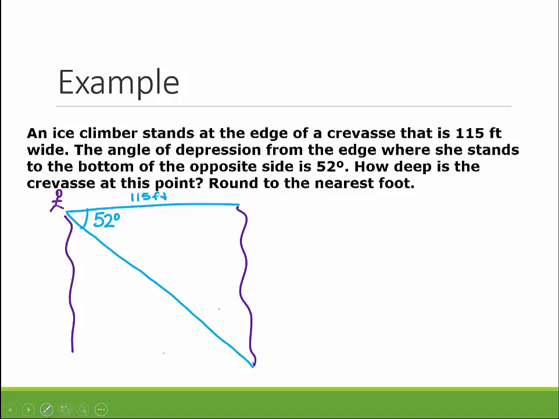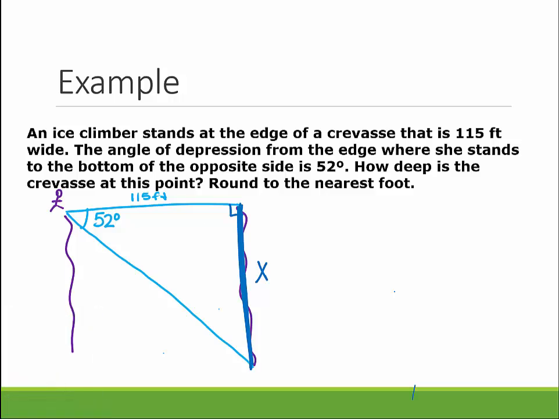And then, again, we assume that this makes a nice 90-degree angle. And we can figure out how deep it is if we find this distance right here. So this is what we're looking for. So we, again, take a look at our triangle.